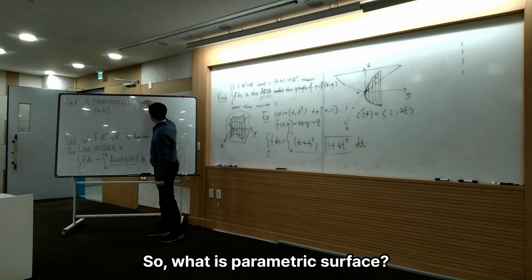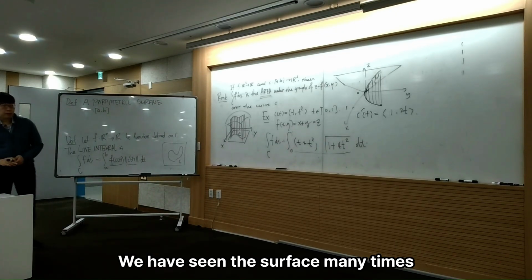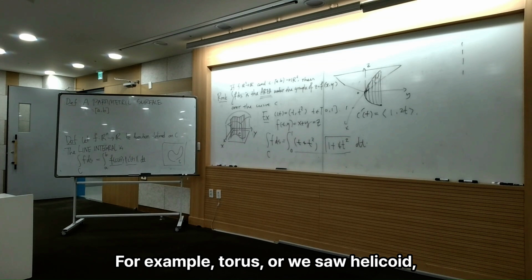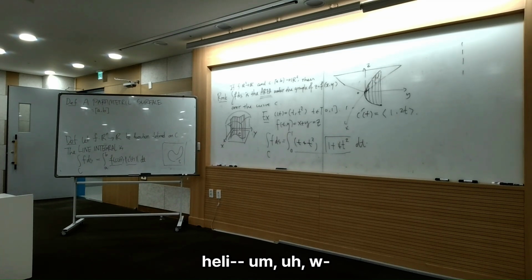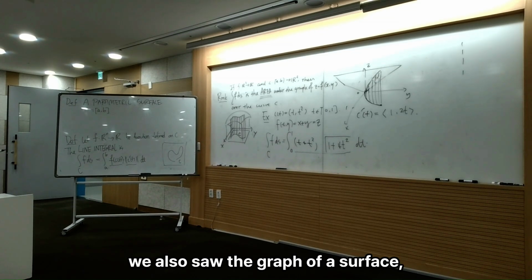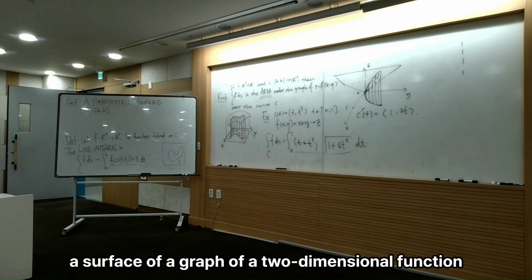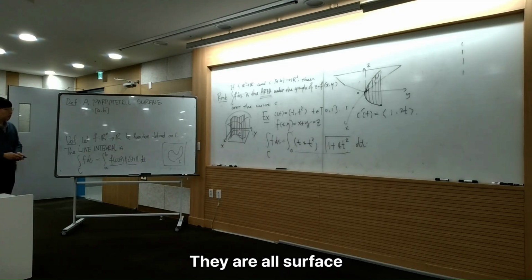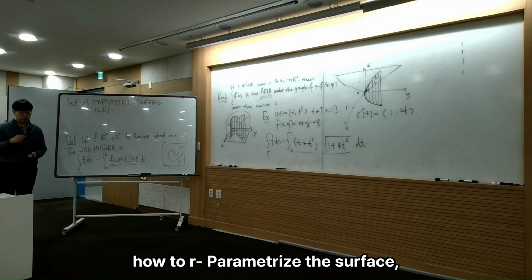So what is a parametric surface? We have seen surfaces many times. For example, the torus, or we saw the helicoid. We also saw the graph of a two-dimensional function. They are all surfaces. But we want to talk about how to parameterize a surface.